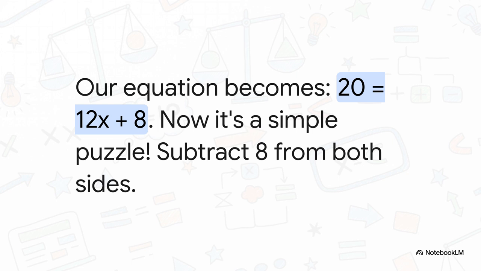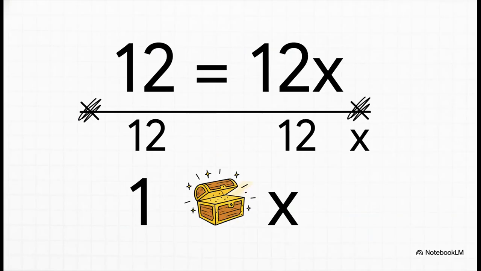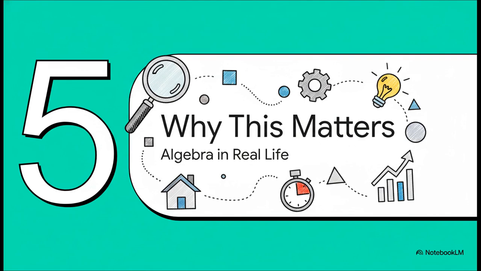We'll start isolating that 12x by moving the 8 over, so we subtract 8 from both sides. That leaves us with 12 equals 12x. We're in the home stretch now. The very last step is to divide both sides by the number next to x, which is 12, and that gives us our solution. 1 equals x. Quest complete.